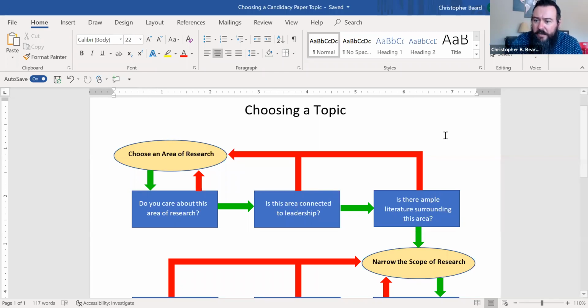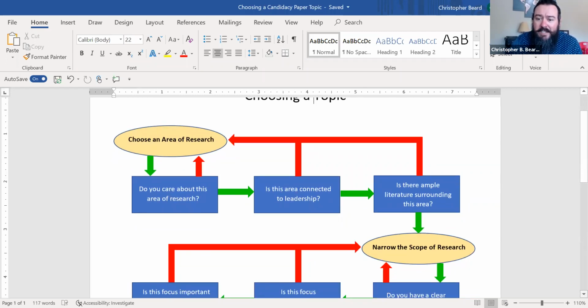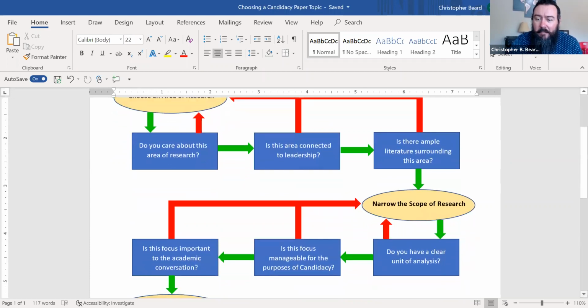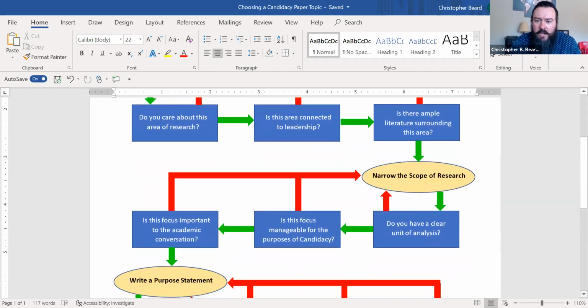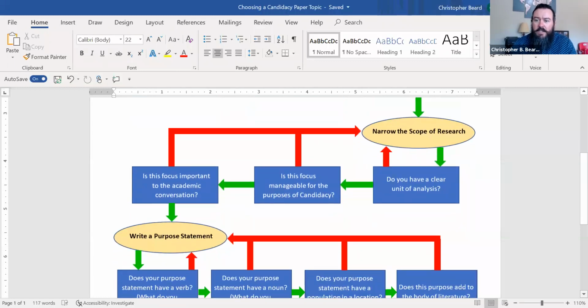That's important, honestly, frankly, because of simplicity and accomplishing your task. You want to make it, and this is going to sound weird coming from me, the director, to say, you want to make it as easy as possible on yourself in some of these steps. And so making sure there's ample literature surrounding the topic is an important part of that. So once you've done that, once you've identified the area of research, then you need to narrow the scope of research. And the first question is, do you have a clear unit of analysis?